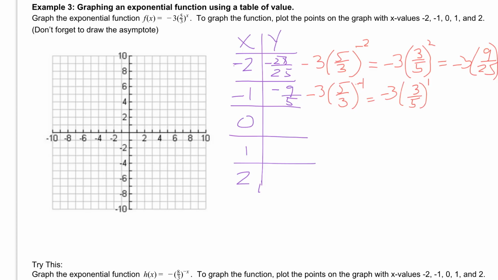Then we're going to plug in 0. So we have negative 3 times 5/3, raised to the 0 power. And anything raised to the 0 power is 1. So this part of the problem turns into just a 1. So we end up with negative 3 times 1, and negative 3 times 1 is just going to be negative 3.